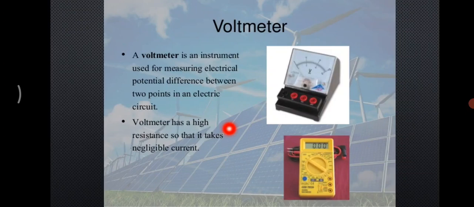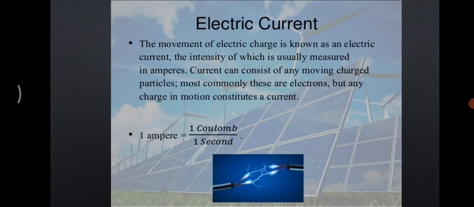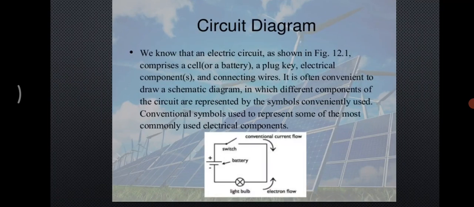One more thing, a voltmeter has a high resistance, so that it takes a negligible current. Since it has a high resistance, children, it is always connected in parallel. When studying series and parallel connections, I'll explain it to you. Next thing which comes is electrical current. We have studied it: 1 coulomb of charge per second.